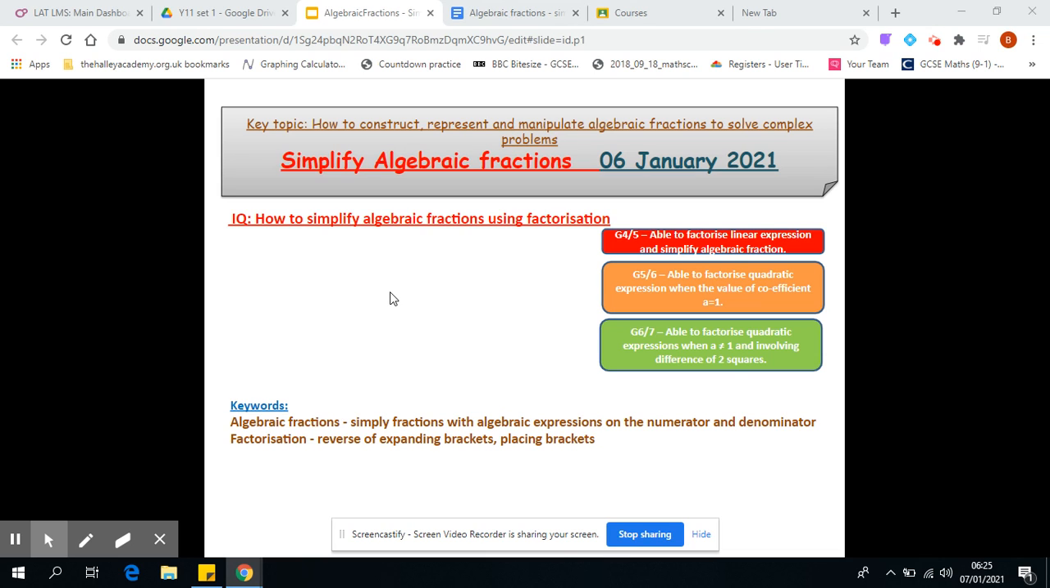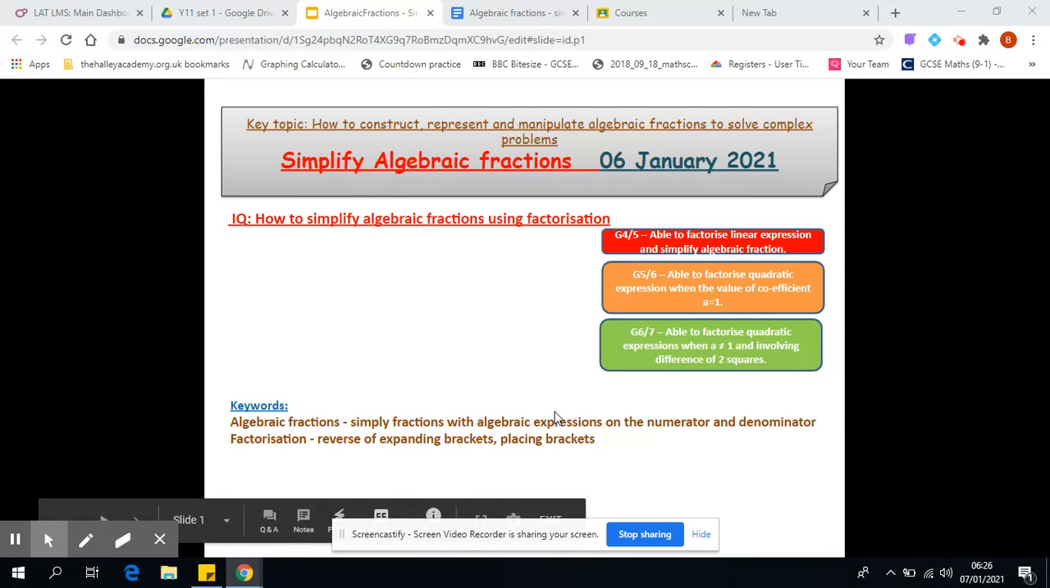Hello everyone. In this lesson, we are going to explore simplifying algebraic fractions using factorization. What are algebraic fractions? Algebraic fractions are fractions with algebraic expressions on the numerator and the denominator. Factorization, as you might recollect, is the opposite of expanding brackets, where you place brackets.